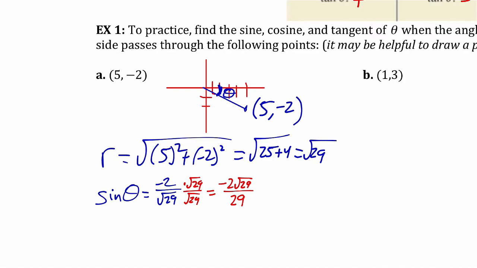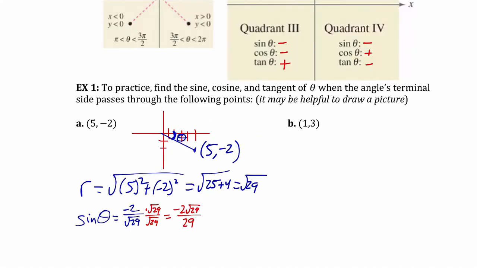Now, before we go any further, we drew that picture. That's in quadrant 4. Quadrant 4 should have a sine, according to this graph that we had up here, that's a negative value. It is. We got negative 2 times the square root of 29 over 29.